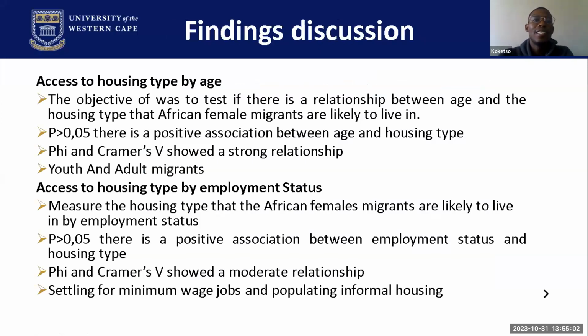Now, in terms of housing type and age, the objective was to test if there's a relationship between age and the housing type that African female migrants are likely to live in. And the chi-square showed that there is a positive association between age and housing type. The association was determined to be strong by phi and Cramer's V. Generally, what we got from that is that most African female migrants in South Africa between 2001 and 2011 were in their youth and adult ages.